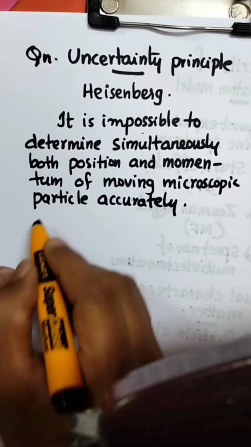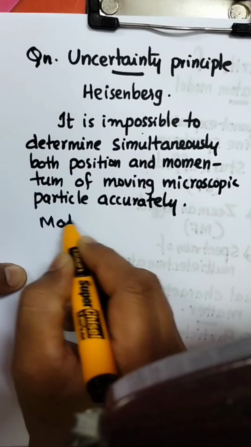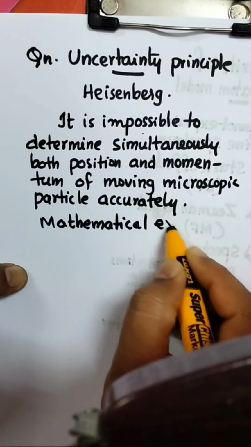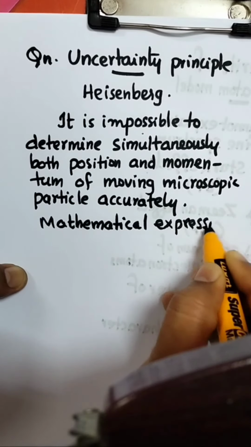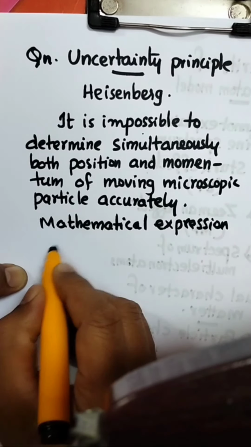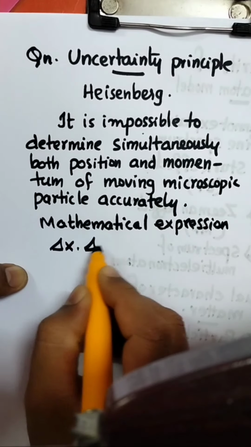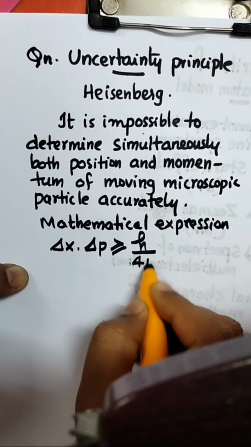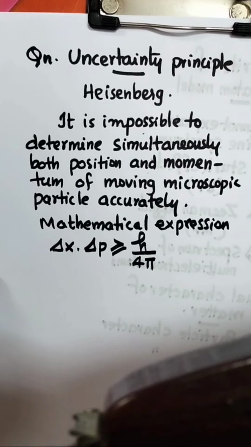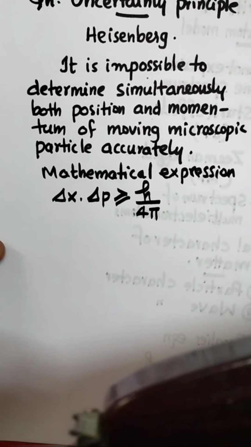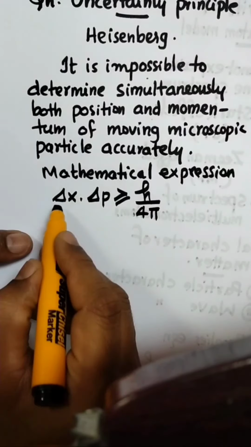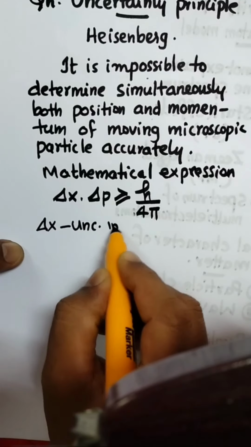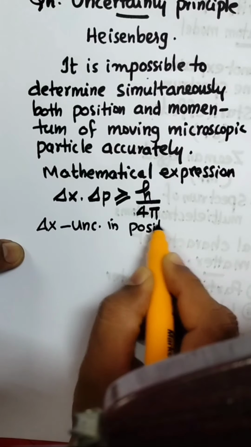The mathematical expression of the principle can be represented as delta x into delta p greater than or equal to h by 4 pi. This is the mathematical expression of the uncertainty principle, where delta x is uncertainty in position.